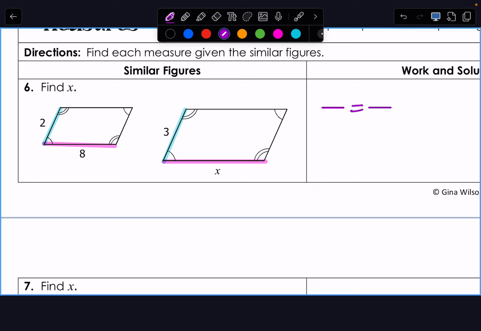I'm going to make a fraction with 2 as my numerator, and what is its denominator? 3. Let's do 2 and 3. So I'm going to go little over big. So my other fraction still needs to be little over big. So 8 over x. If I grab 2 and then 3, I need to go in the same order. Small and then big.